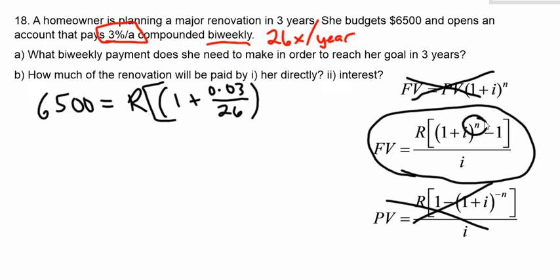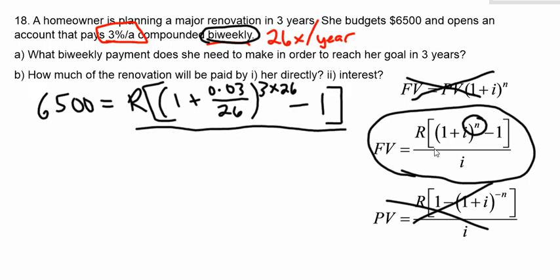n is how long does this money go into the account? Well, it goes in for 3 years, but again, because of that compounding biweekly, 26 times in a year, she needs to make this biweekly payment. So you'll notice that this 26, which comes from the fact that it's biweekly, occurs both when I'm altering the interest rate and when I'm altering n. So make sure you do both. And then I need to subtract 1, close the bracket, and then divide by i, which is still 3% and still affected by the biweekly compounding period. So those are all the values I need in the equation, and now I just have to calculate R.